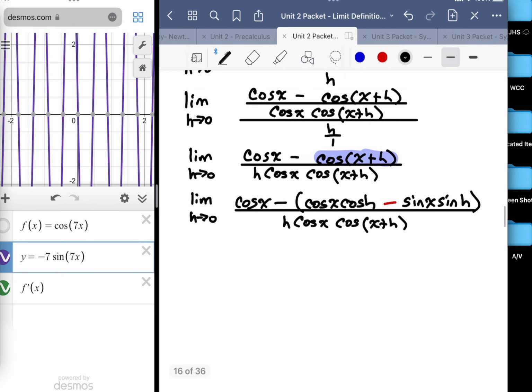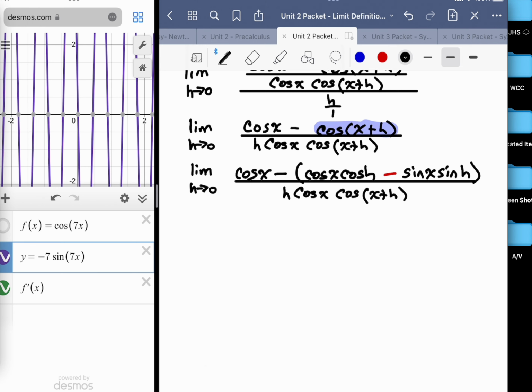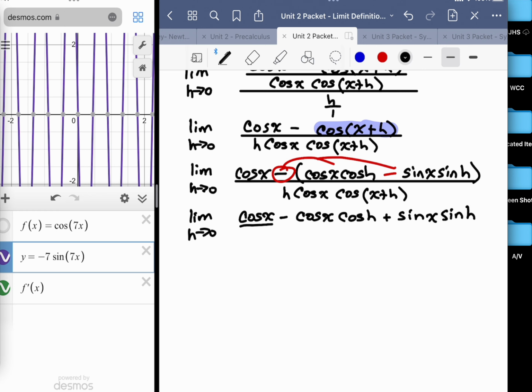And again, it doesn't seem like we're going anywhere good in a hurry, but once we distribute and split up our fractions, everything's going to come out beautifully. All right, we have a negative that could be distributed through, so we'll do that. Limit as h approaches 0, cosine x minus cosine x cosine h plus sine x sine h over h cosine x cosine x plus h.